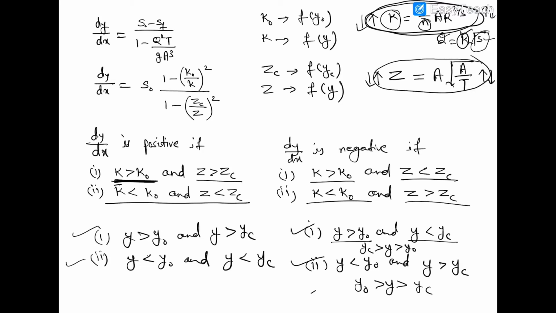Okay, if you are given any depth of flow, then what you have to do is compare that depth of flow with the normal depth y naught and the critical depth yc. After comparison, you can find whether the GVF profile will have increasing water depth or decreasing water depth based on the value of dy upon dx. If the value of dy upon dx is positive, the GVF profile will have increasing water depth, and if dy upon dx is negative, then the GVF profile will have decreasing water depth.